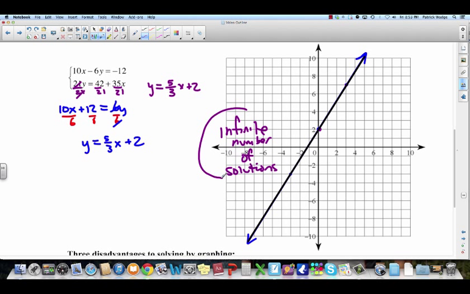Now, when I say there's an infinite number of solutions, does that mean that everything is a solution? No, it doesn't. It doesn't mean this point's a solution. It doesn't mean this point's a solution. This point's not. Every point on this line is a solution. So pick any point on that line.